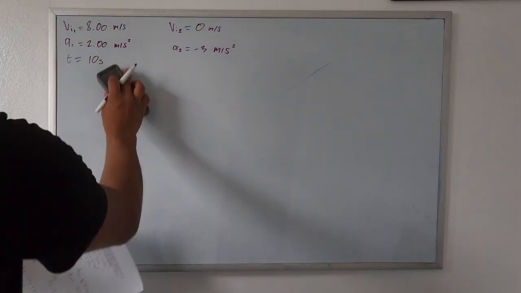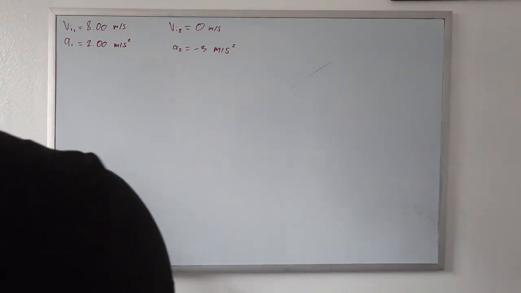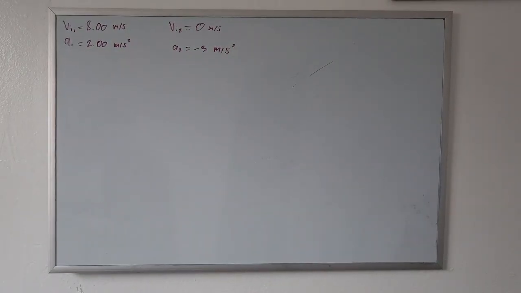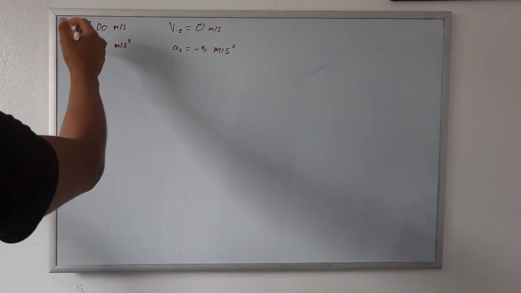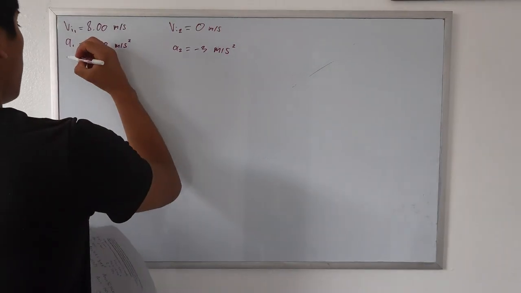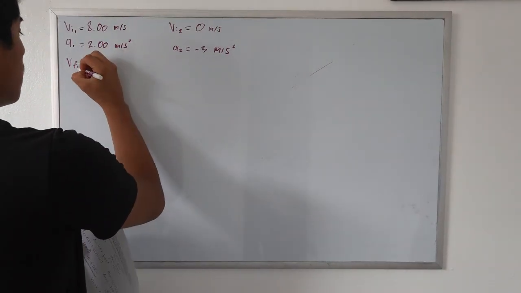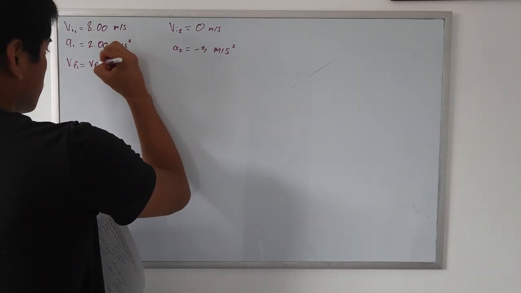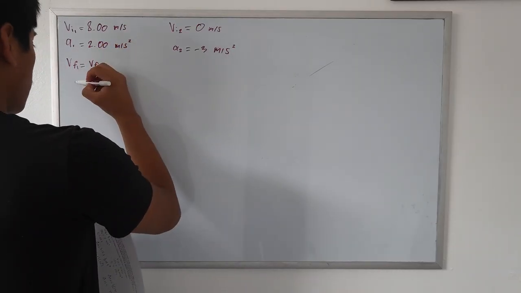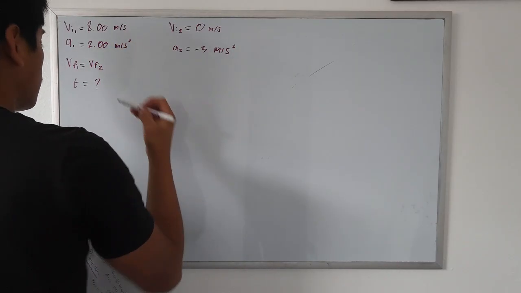Okay, and then the next part is asking us, at what time do the objects have the same speed? So with this one, we're going to be looking at the final speed. So when do these two have the same final speed? So V final for 1 is going to be the same as V final for 2, and we're looking for the time.